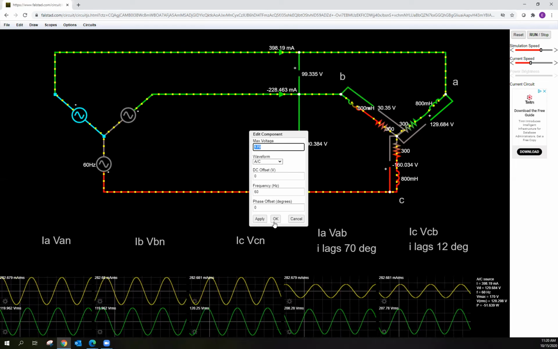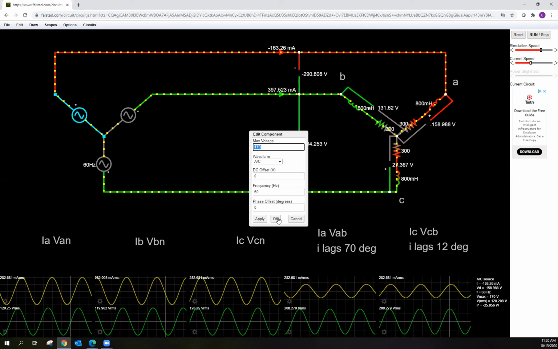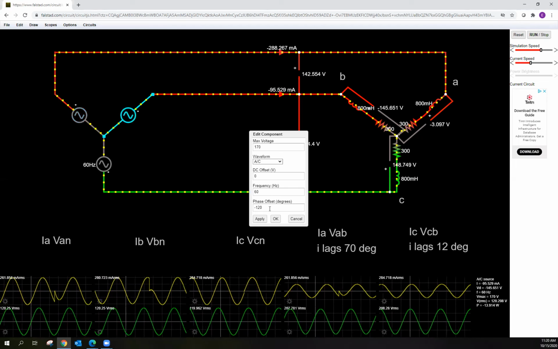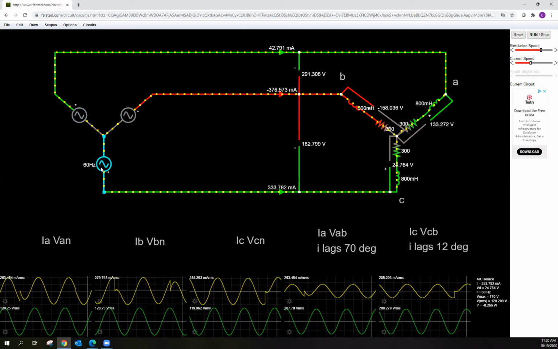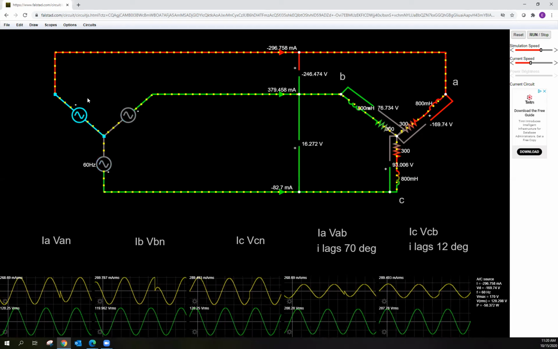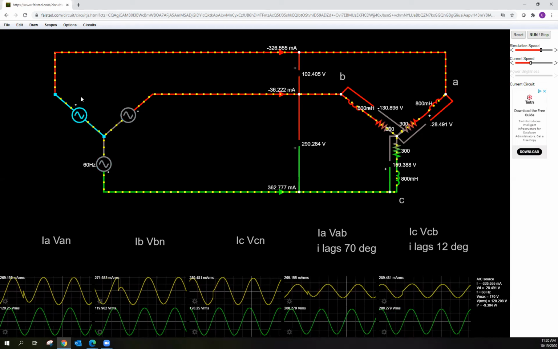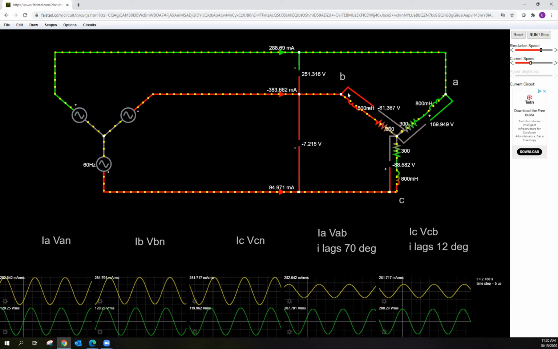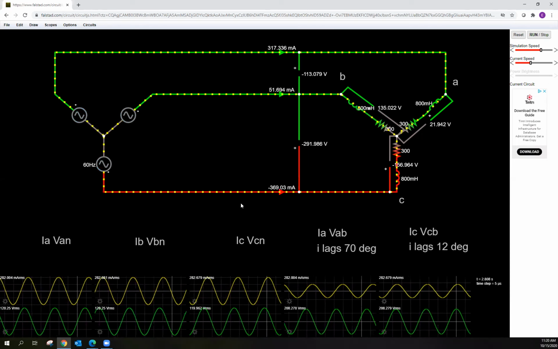Okay. I also see I have a 0 phase, a -120 phase and a -240 phase offset. So this is a balanced 3-phase system where it's a positive sequence because A leads B leads C. Great, A leads B leads C.